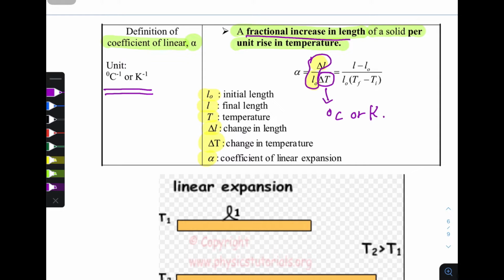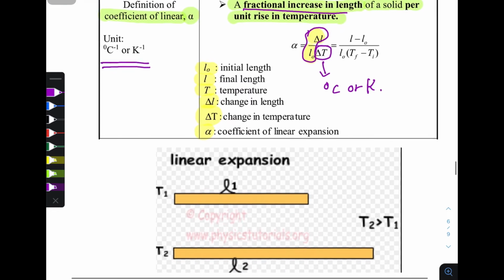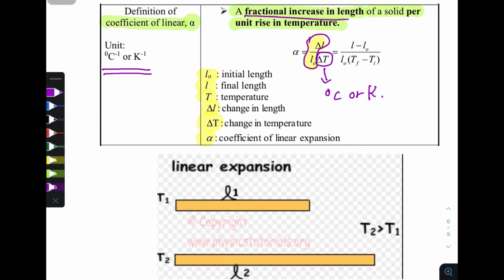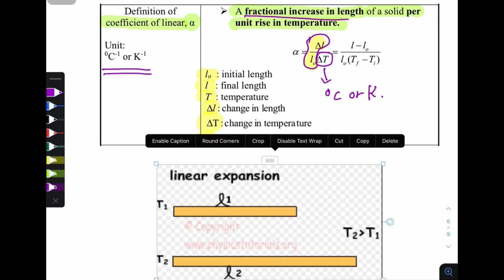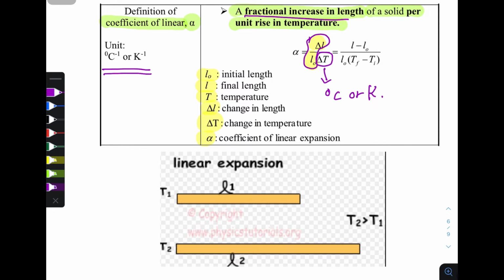Okey, nak fahamkan yang lebih jelas lagi, saya bagilah contoh kat bawah ni. Saya ada dekat sini, ini adalah saya punya pepejal. Okey, mungkin you ada rod lah contohnya ya, ataupun you ada bar. Biasanya pakai rod lah. Okey, so sekarang ni saya ada satu rod. Rod ni panjang asalnya adalah L1, ataupun kita boleh ambil yang ini L0 lah ya. Okay, this is our L0.